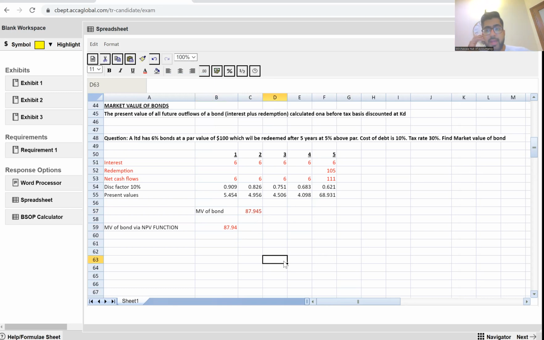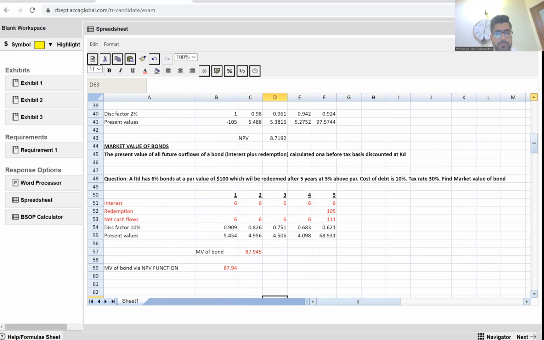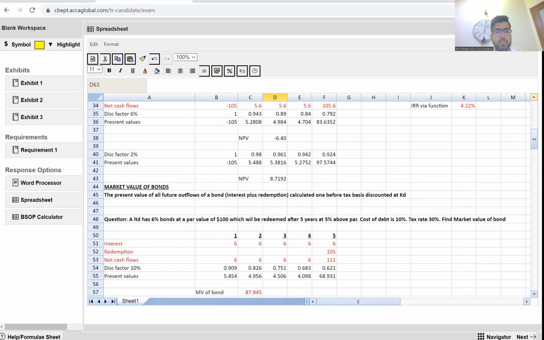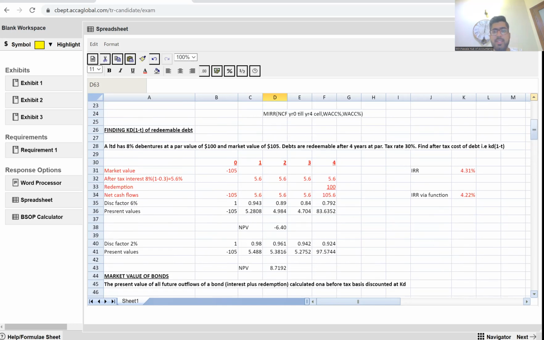So NPV and IRR functions are not only helping you in NPV calculations, the long NPV answer, the long IRR answer. They also help you in these market value of bonds. They also help you in this KD. You all know KD of redeemable is via IRR. No need to write market value after tax. This is after tax basis. KD is after tax. Redemption, NCF, discount factor, first present value, second present value, 2 NPVs, 2 IRRs.